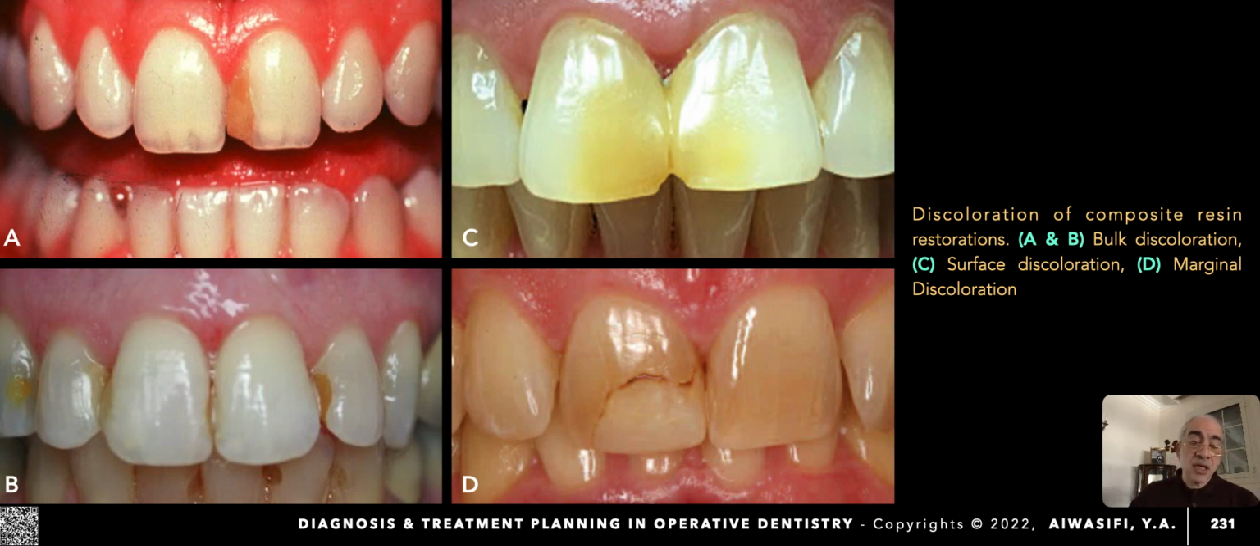And this marginal discoloration, we hope it is only discoloration and does not extend to the point where you find a recurrent caries under your composite. So by all means, once your patient is complaining of post-operative hypersensitivity after placing composite resin, or discoloration at the margin, you should replace your composite because there is an error in your bonding procedure.